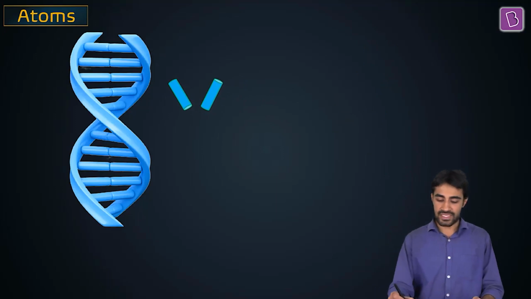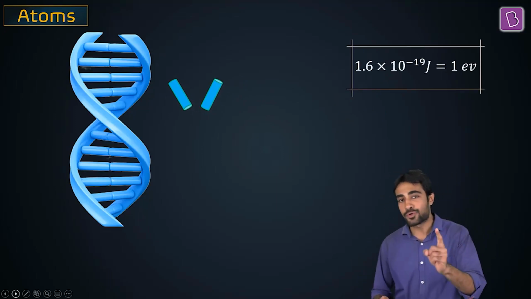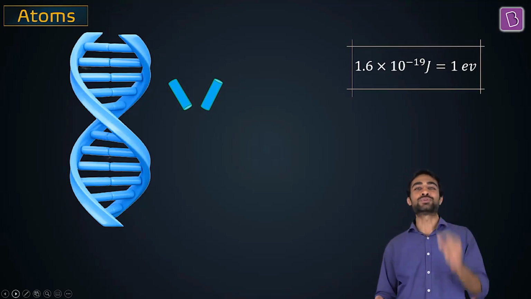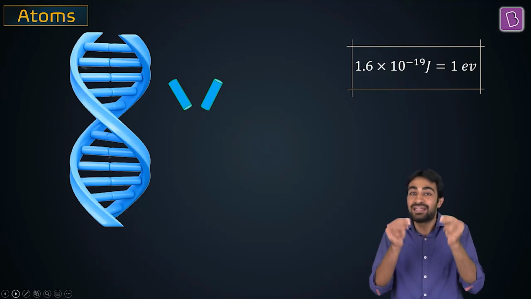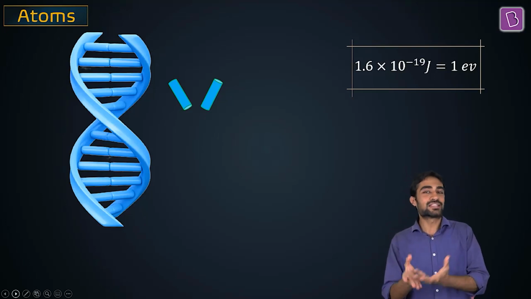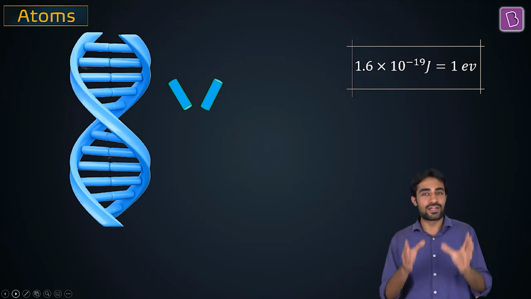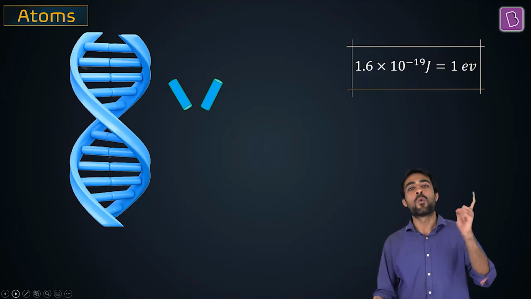Well, we can try to remember this important relationship that 1 electron volt is 1.6 into 10 raised to power minus 19 joules. So tiny energy. 1.6 into 10 raised to power minus 19 joules. Wow. How do we get this? Well, let's try to recall the definition of 1 electron volt. This is the magnitude of energy an electron suffers when it passes through a potential difference of 1 volt.